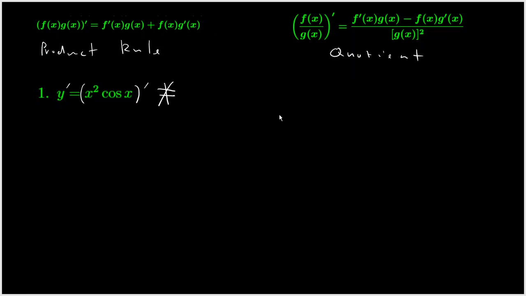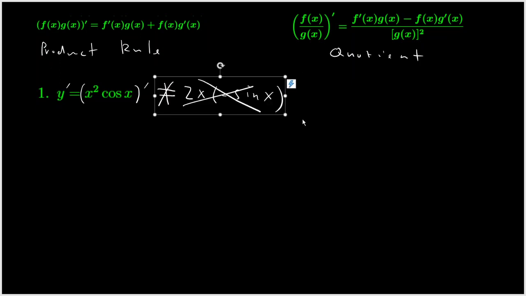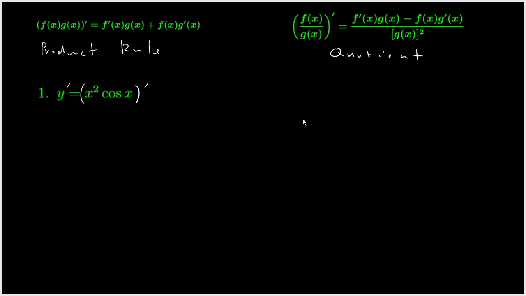The derivative of x squared is 2x using the power rule, right? The derivative of cos of x is negative sine of x. So do not do it that way, okay? It's very wrong. I'm trying to say the derivative of the product of two functions is not equal to the product of the derivatives of the two functions. To do it properly, you have to use the product rule. The product rule is here.